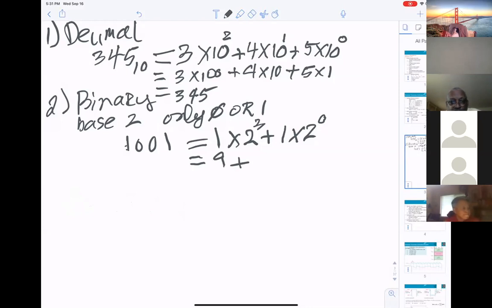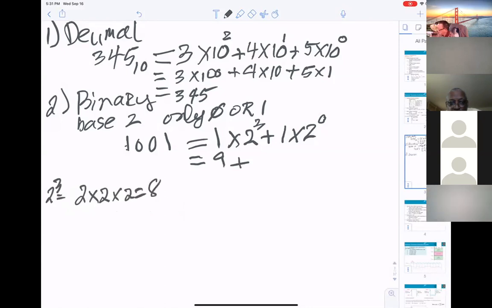Okay. 2 power 3, 2 times 2 times 2. That means 2 power 3 equals, right? So that will be equal number 8. Adding to 1, the 2 power 0 equals what? 1. 2 power of 0 equals 1. Any number with a power of 0 must be equal to 1. And 1 times 1 is 1. Okay, 1 times 1 will be 1.